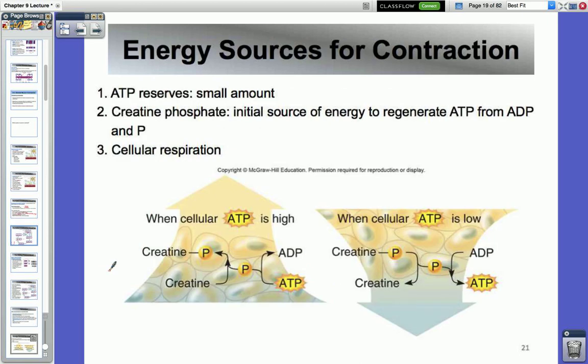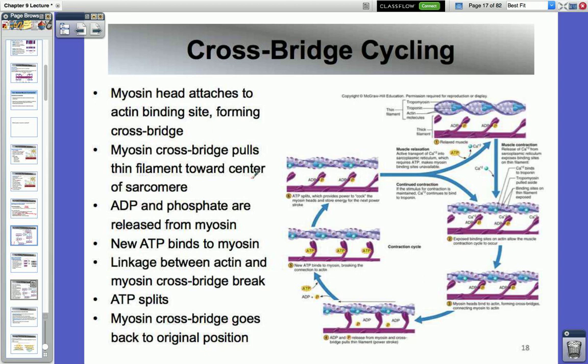So again, if y'all remember, let's go back to this slide here. In order for all of this to happen, we have calcium. Calcium binds to it, so we can have those actin binding sites. ADP and phosphate is released. ATP is what breaks the bond so that this can happen again, right? So we have to have some energy. We have to have ATP.